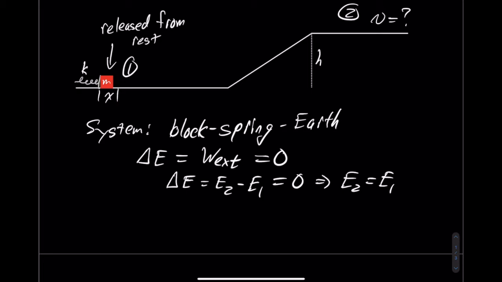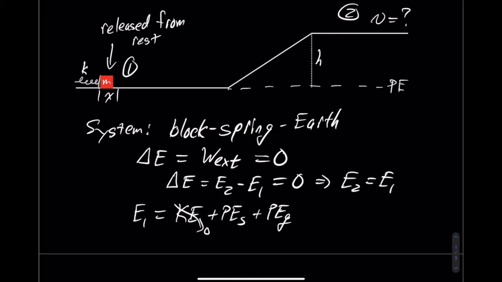Right, so the energy in this system is conserved because there is no external work being done on it. Right, so now I can say, well, what is my energy at point 1? Well, I could have kinetic energy, I could have potential energy from the spring, and I could have gravitational potential energy. Now, the kinetic energy is 0 because the block starts at rest. The potential energy due to gravity, I will define as 0 at the lowest point. That's convenient. So in that case, that goes to 0. So my energy at point 1 is just potential energy from the spring, which is 1/2 kx squared.